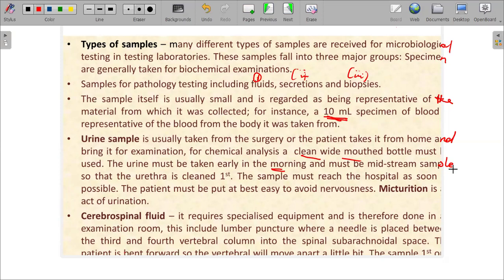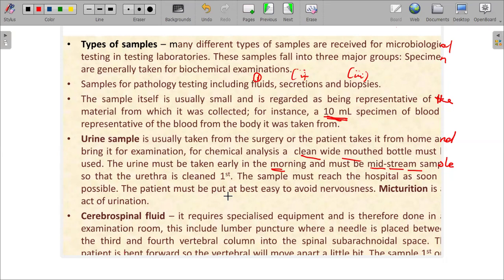So what is happening is that it is actually called midstream urine. Why is it called that? Because it is clean and provides the best uniform sample and the best information required. So the patient must be put at ease to avoid nervousness in order to have the urine come out.